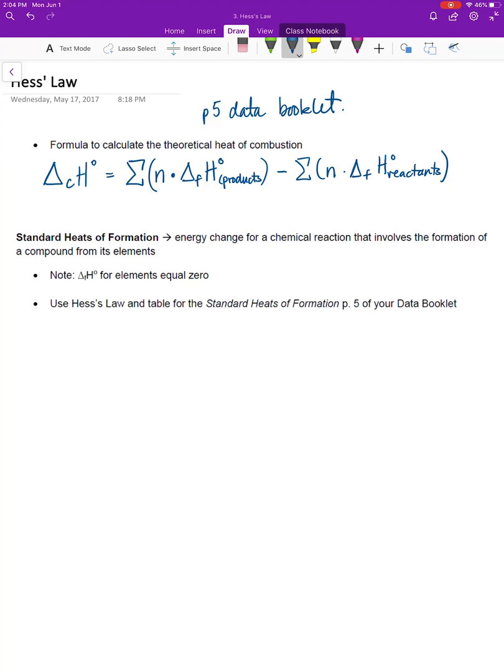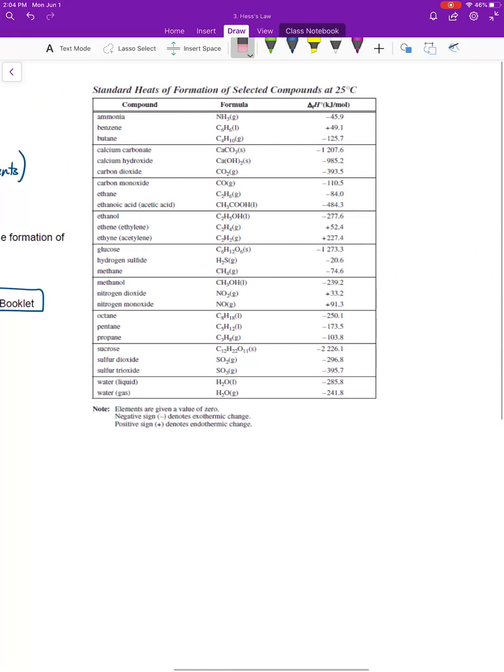Okay, so standard heats of formation, you're going to find these in that data table. This is the table, it's down here on page 5 of your data booklet. Okay, it looks something like this. And you'll notice that we have negative and positive signs. So down here at the bottom, take a note right here. This is really good because it tells you some information here.